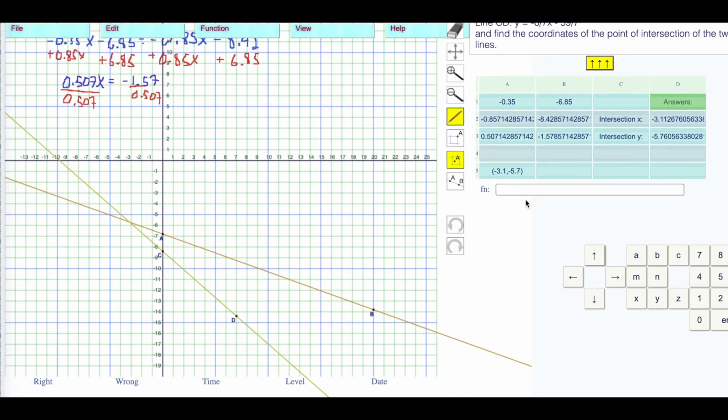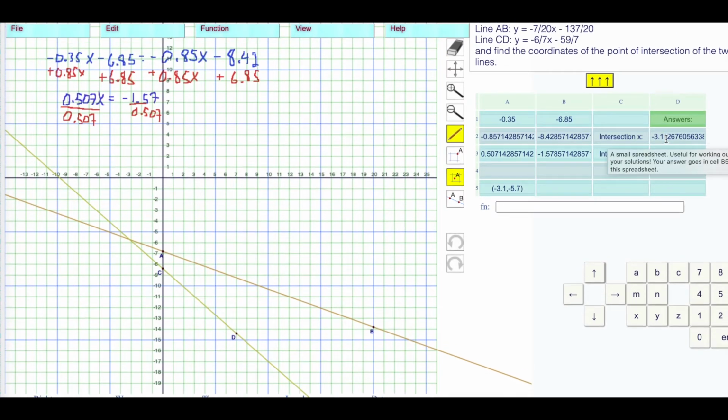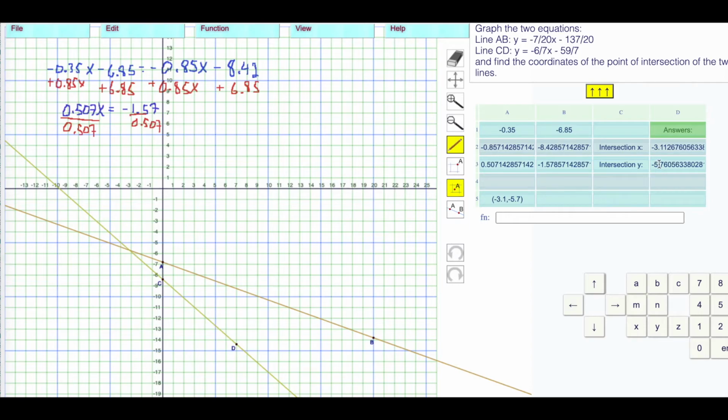And look what I predicted, negative 5.7. It's really negative 5.76. It's closer to negative 5.8. I think that's my answer, and I press return to check to see if I'm right.